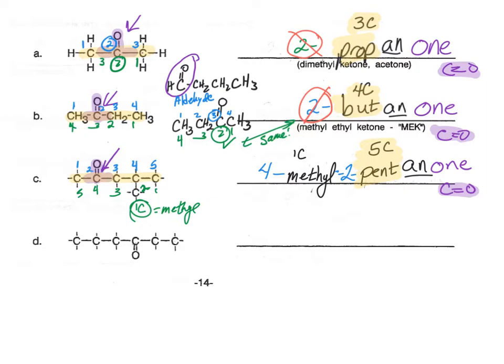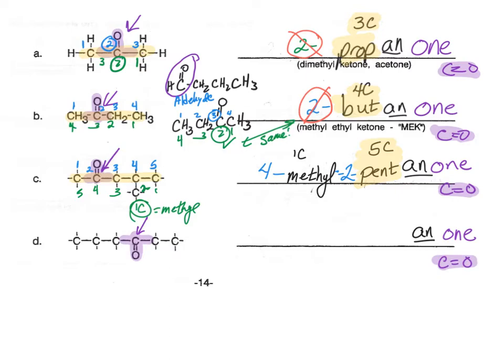Now let's look at compound D. Here we see we have a carbonyl carbon. It is a ketone because there's a carbon on both sides, so the ending is -one. We look at the rest of the carbons. They are all carbon-carbon single bonds, and so we're going to say it's an AN, so we have -anone.